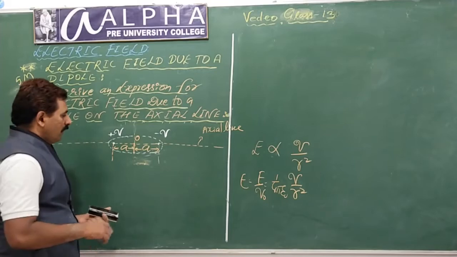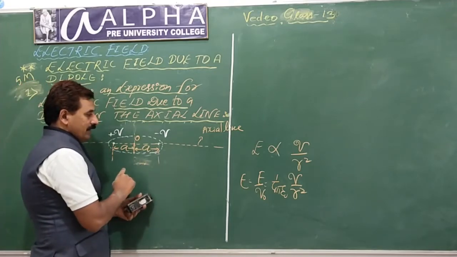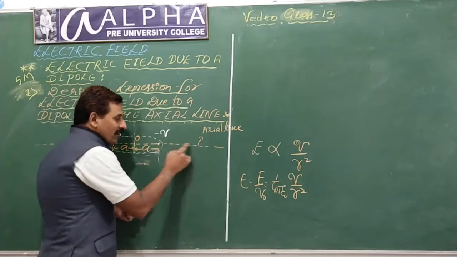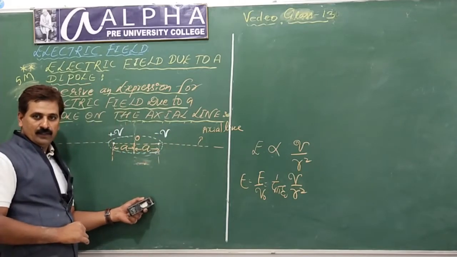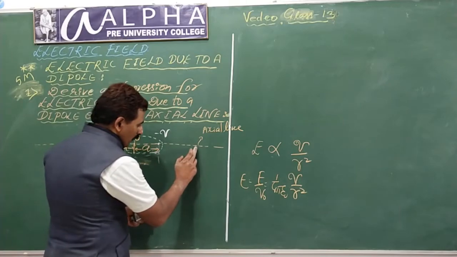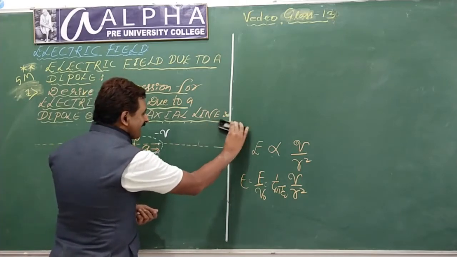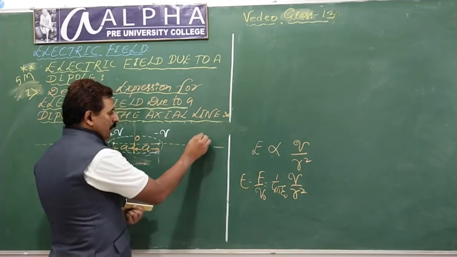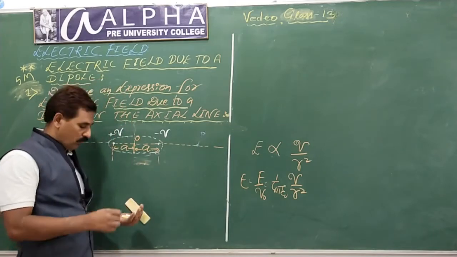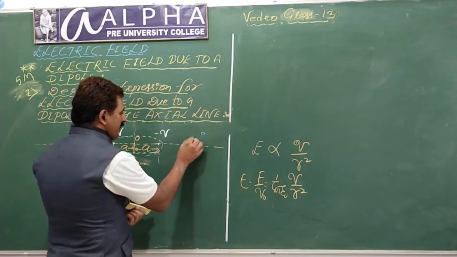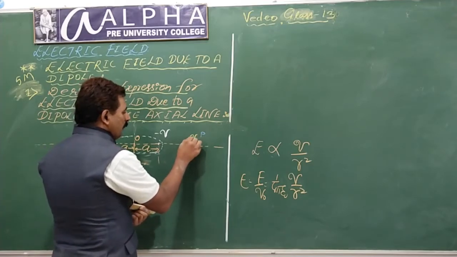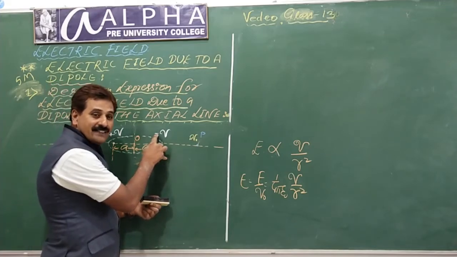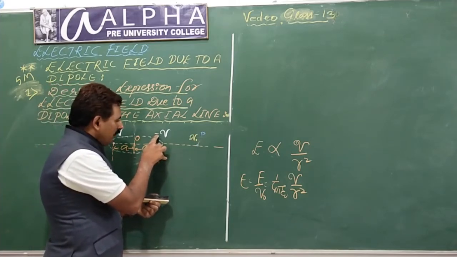Now, let us calculate and analyze which way electric field exists along the axial line. Let me start my discussion with a point on the right side here. You consider a point here, the point P. Now, you place a unit positive charge there. As the unit charge is positive, and the source charge is negative, what happens?